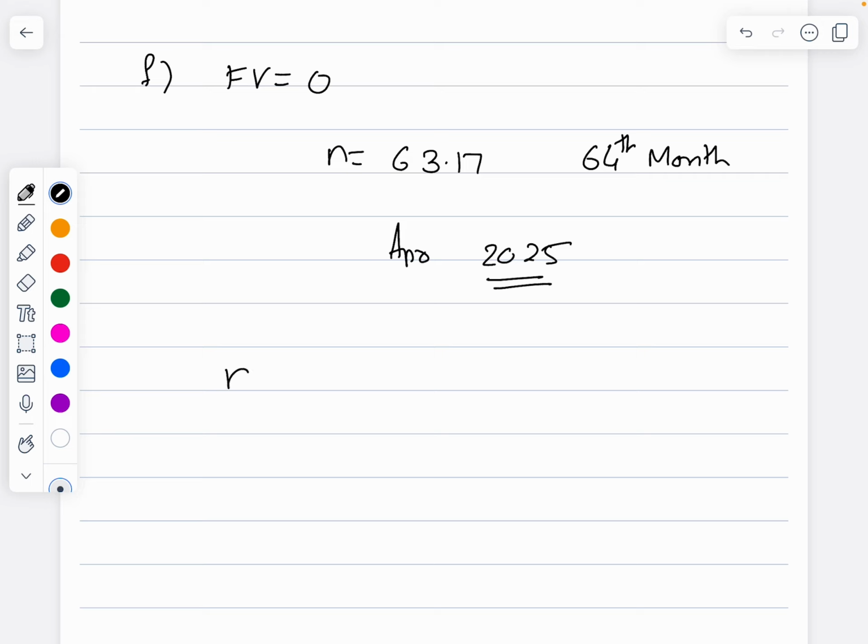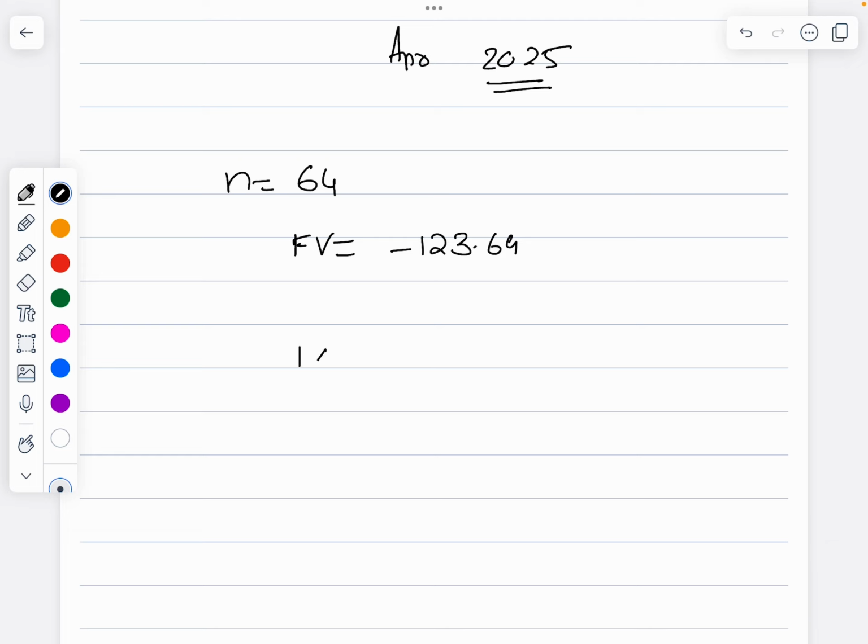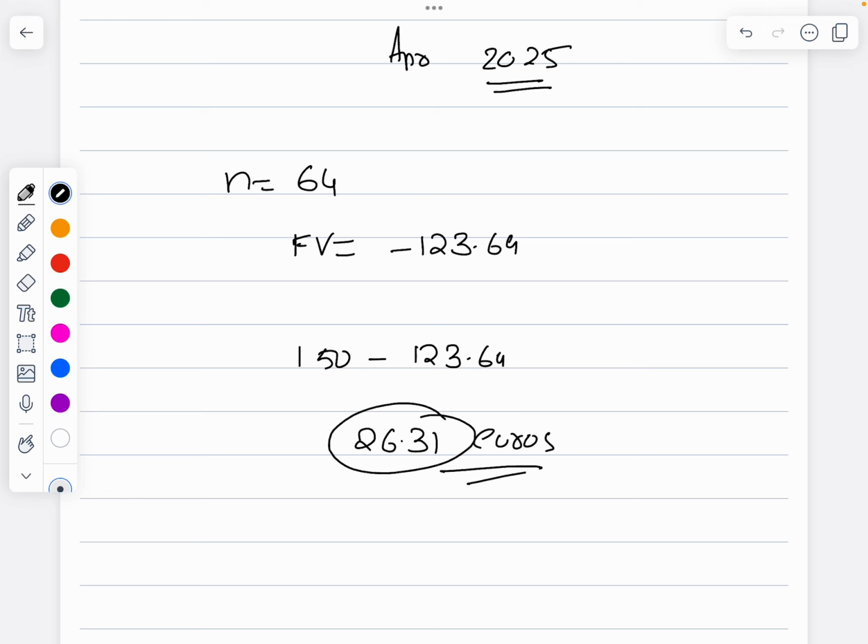So when you do n equals 64 in the calculator, your future value will be minus 123.69. But he is withdrawing 150 every time. So it is minus 123.69. So he will be able to withdraw only 26.31 euros in the last month. That will be the balance.